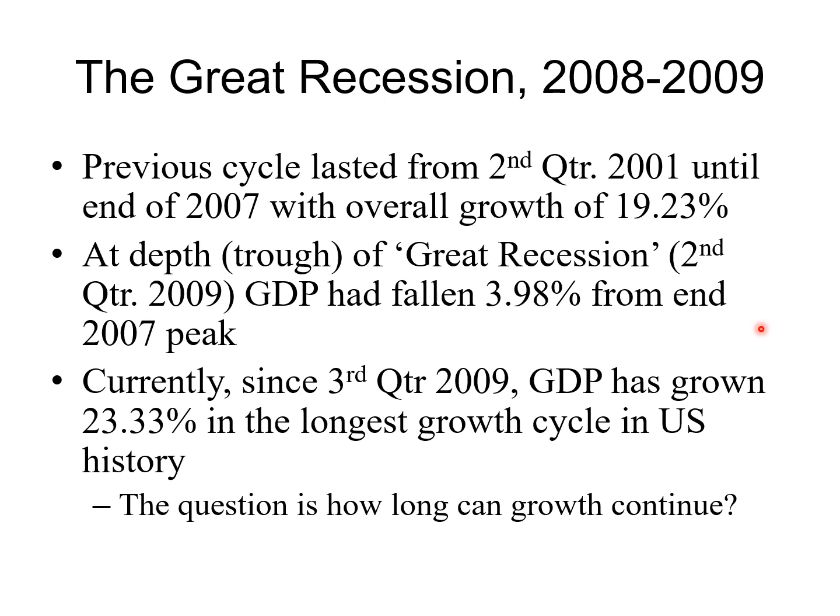At the trough of the Great Recession, which was the second quarter of 2009, the gross domestic product had fallen 3.98% from the end of the 2007 peak, which, as I've mentioned, is the worst dip in the gross domestic product since the Second World War, actually since the Great Depression of the 1930s. Since the U.S. came out of that recession, which it really started to do in the third quarter of 2009, the GDP has grown 23.33% in the longest growth cycle in U.S. history.